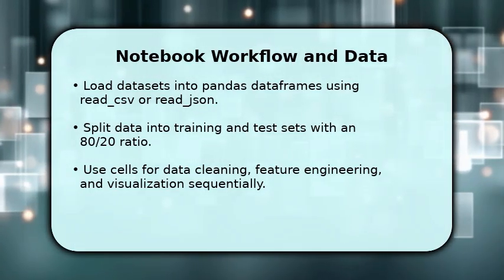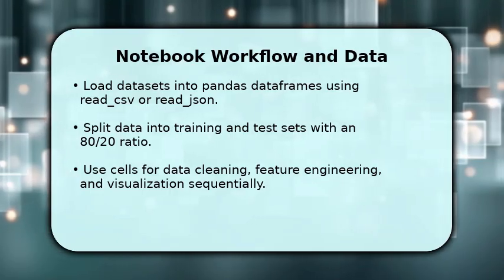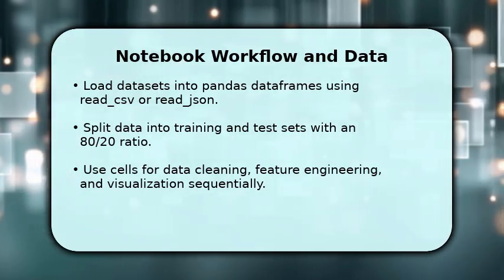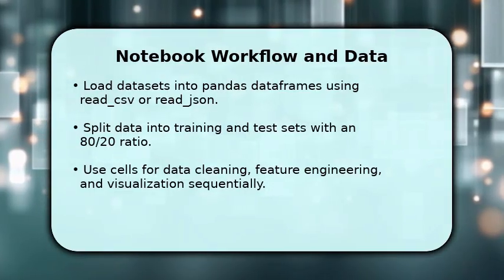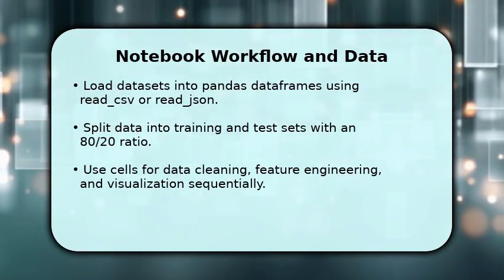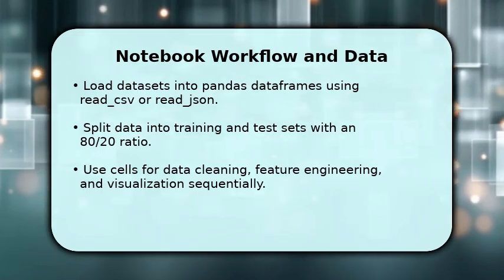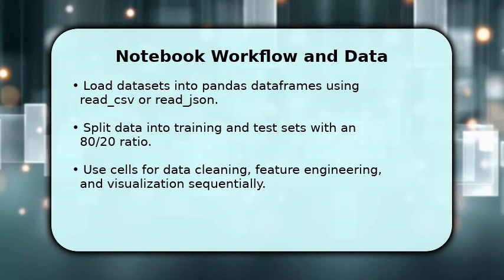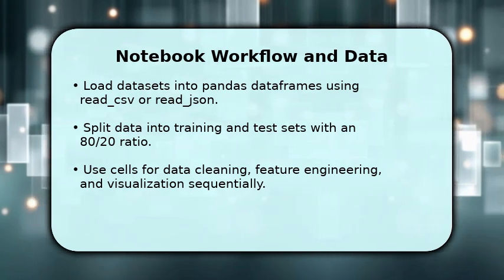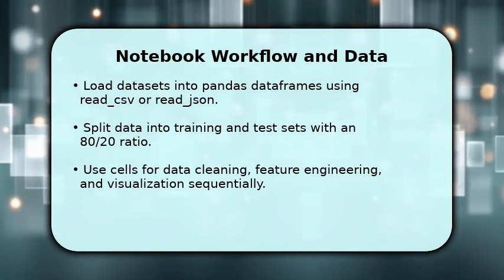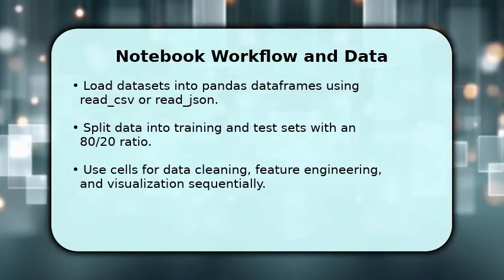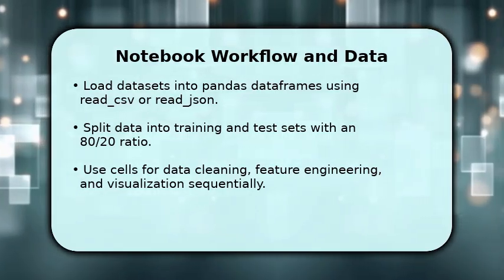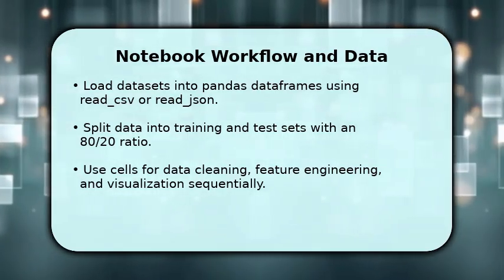Inspect data types, missing values, and sizes before modeling steps. Split data into training and test sets with an 80/20 ratio to evaluate generalization reliably. Use sequential code cells for data cleaning, feature engineering, and visualization so each step is reproducible. Save intermediate datasets and figures to disk to track progress and prevent recomputation delays.